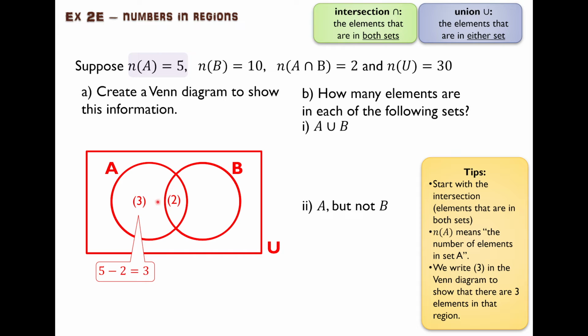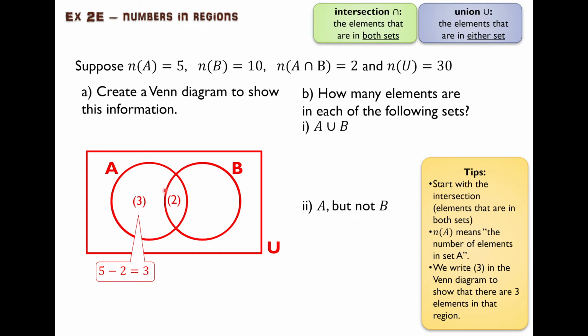You might also notice that I'm putting the 3 in brackets. That's to show that there are 3 elements in that region. Because otherwise I might be saying, oh, this contains 3 numbers, right? So to show that there are 3 elements in here, we don't know what they are, but there are 3 elements in there, I write a 3 in brackets. 3 elements in here, 2 elements in here.